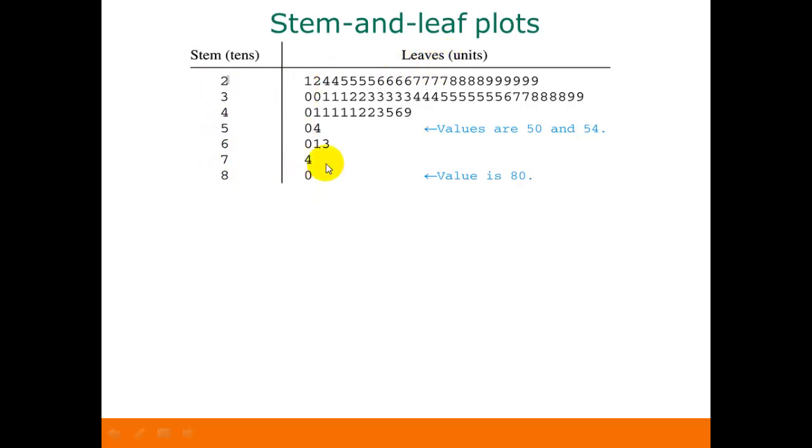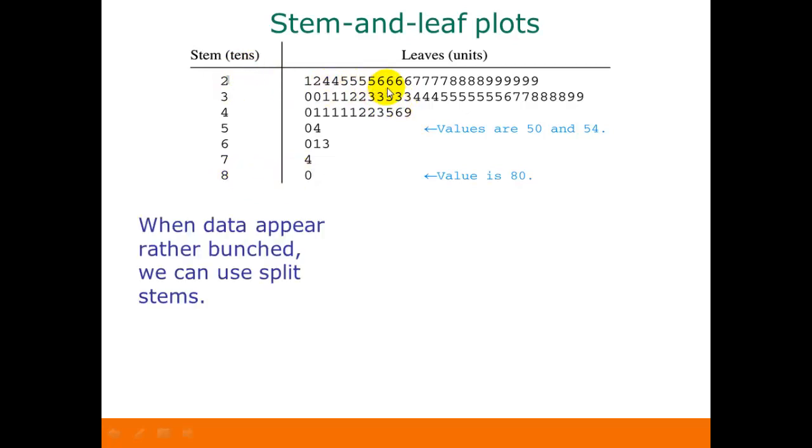So the values here, if our stem is 5, that means that's 50 and our leaf is 0. So that data value would be 50 and this data value would be 54. The data value represented by this leaf would be 80 because the stem was 8.